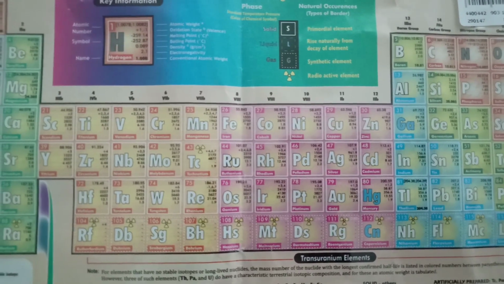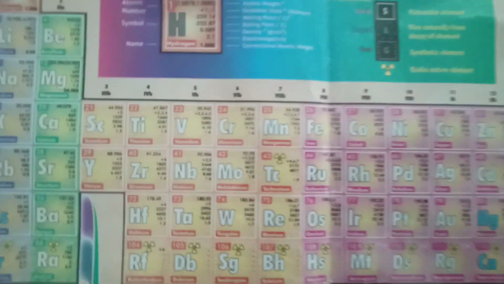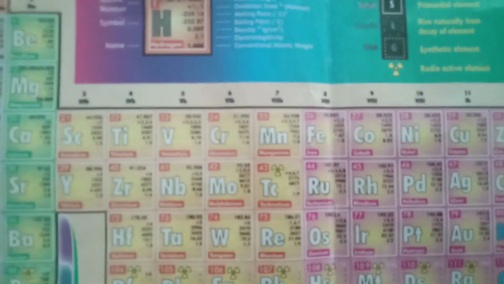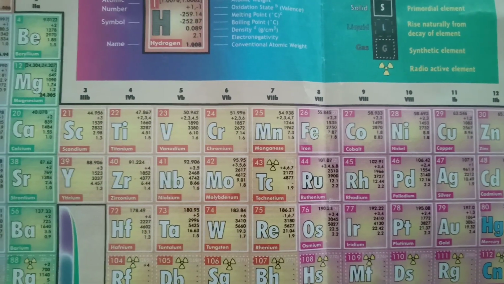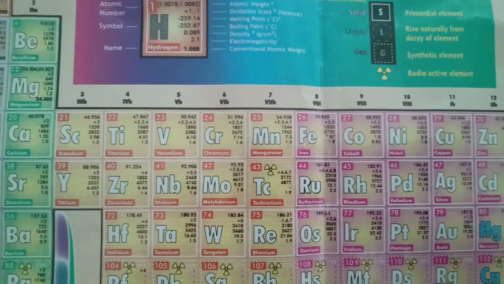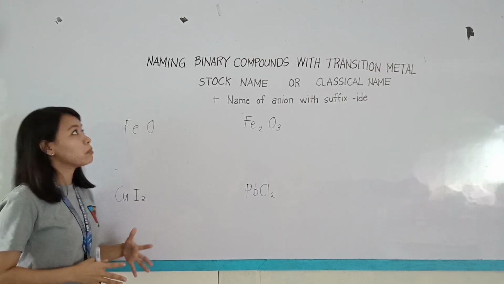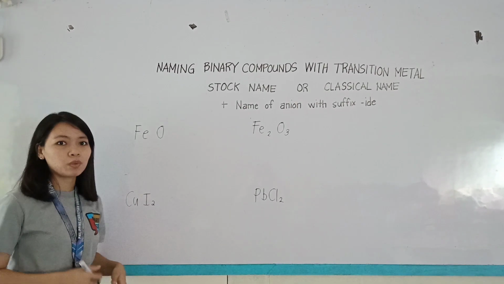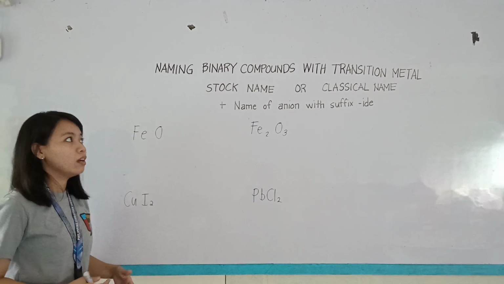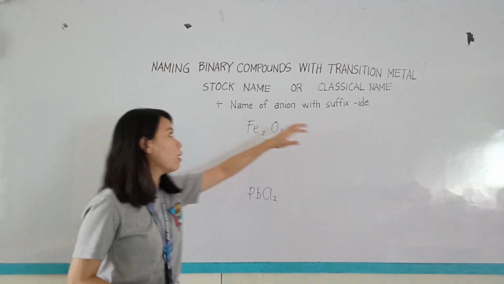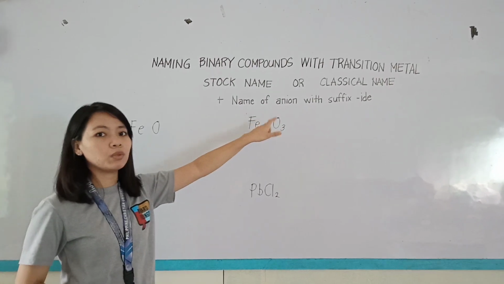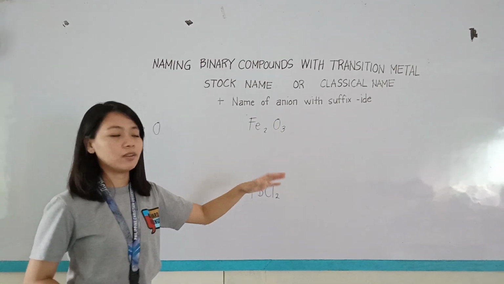It is found in group B. As you can see, these are the elements with 2 or more charges. Example, Mn or manganese, positive 2, 3, 4, or 7. This is how you name binary ionic compounds with transition metals. Okay, so as you can see, you can use the stock name or classical name plus the name of the anion with the suffix IDE.